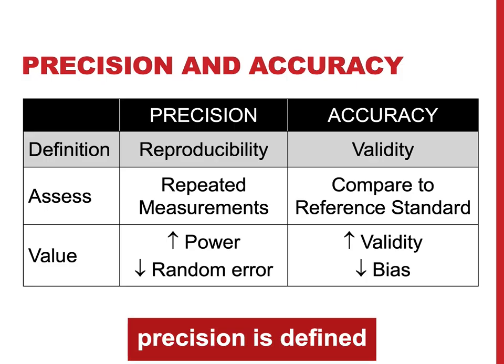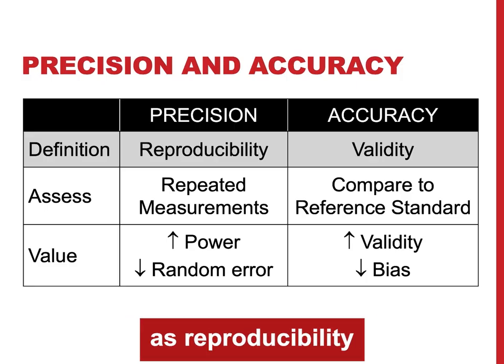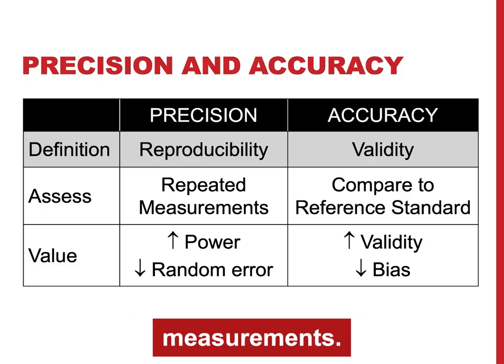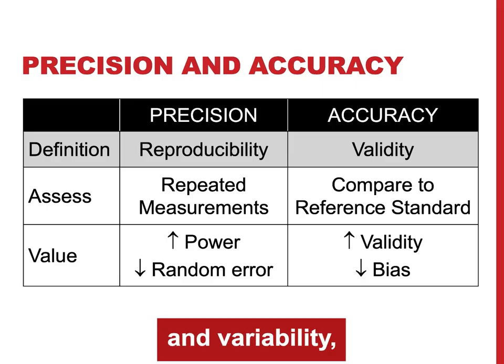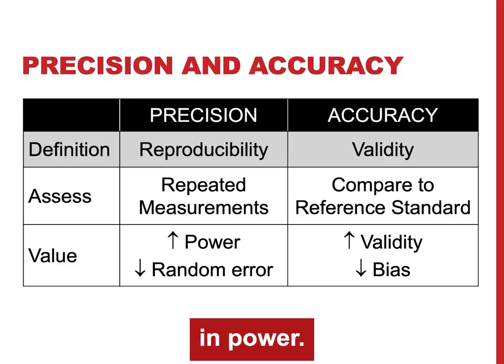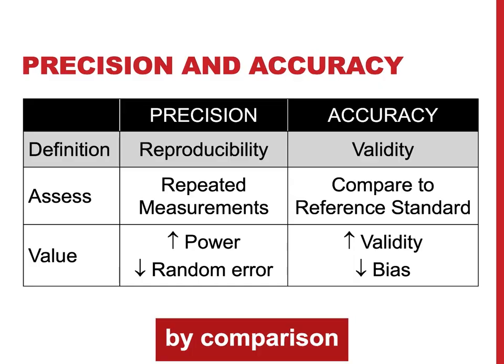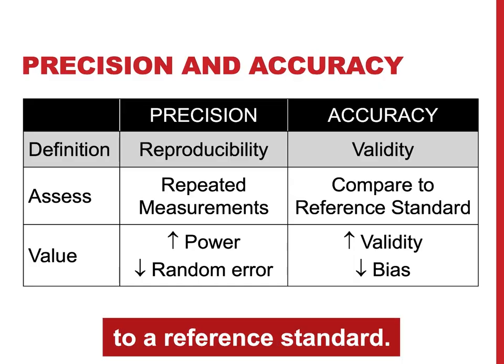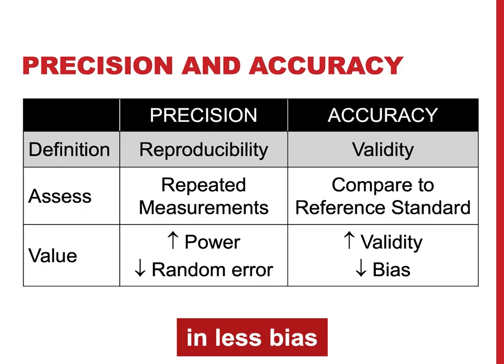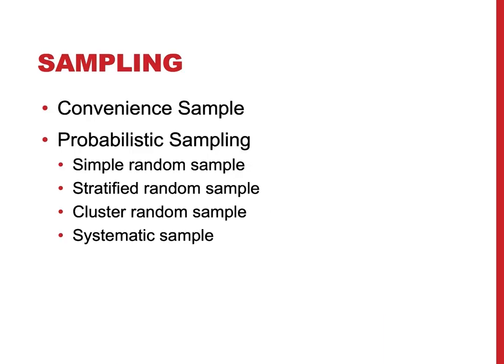To summarize, precision is defined as reproducibility and is assessed by repeated measurements. Precision results in decreased random error and variability and an increase in power. Accuracy is defined as validity and is assessed by comparison to a reference standard. Accuracy results in less bias and systematic error.